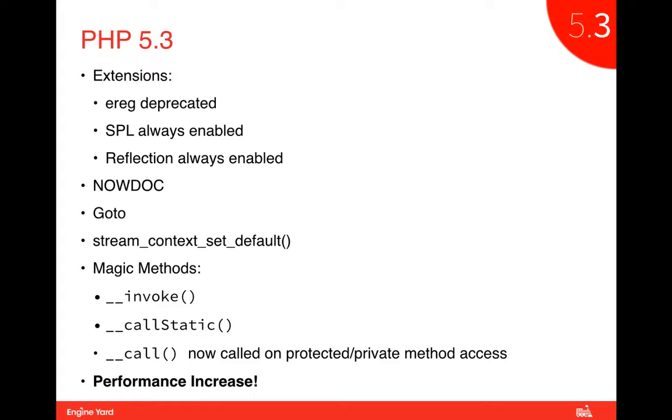Two new magic methods were added. __invoke, so if you have an __invoke method defined on an object, you can basically do $object and throw a pair of parentheses on it and call it like a function, and it'll run the function inside of it. __callStatic, which will allow you to call methods statically that don't really exist, and it'll proxy through to __callStatic. And then the __call method was updated. Previously, it would only work when the method didn't exist at all, unlike __get and __set, which would also get called if whatever you were calling was private or protected. So __call now works that way as well. And as I already mentioned, a huge performance increase.